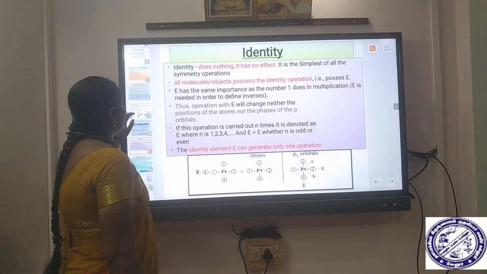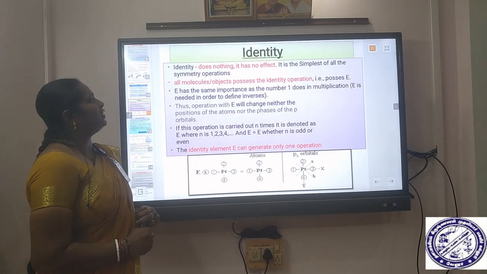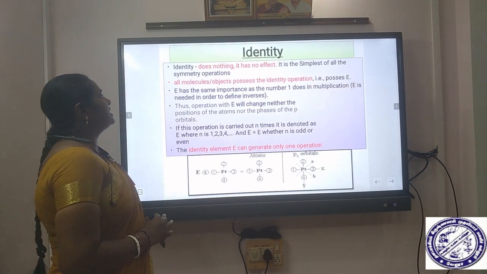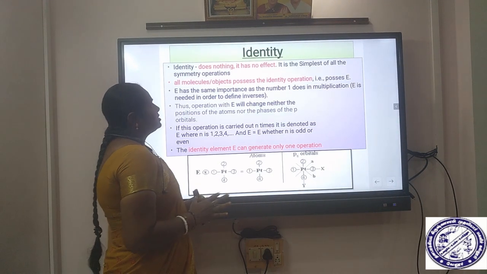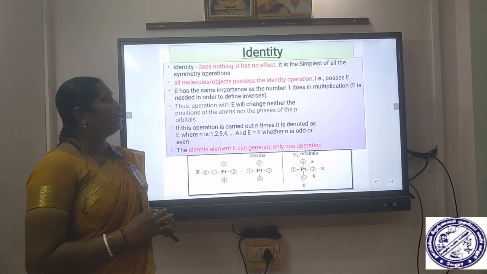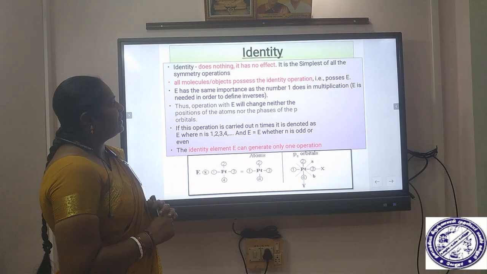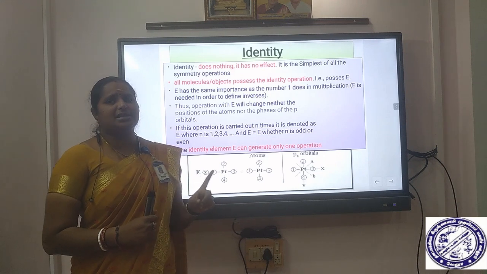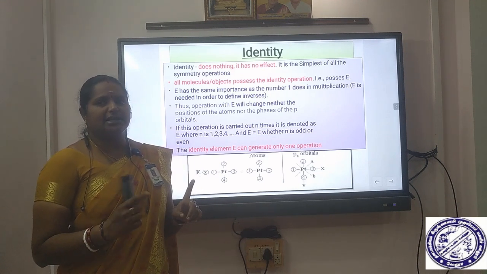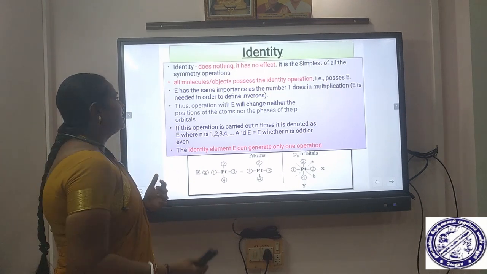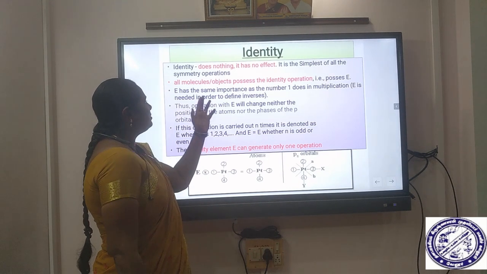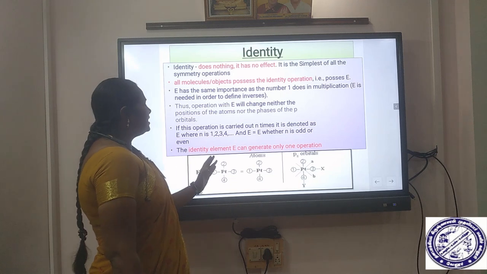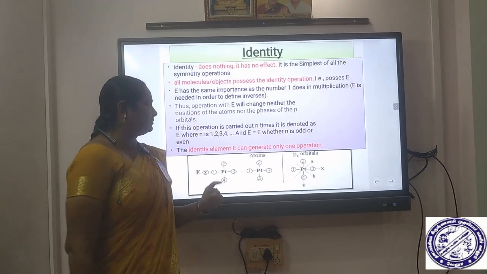First we are going to see about identity. We already saw that the operation does nothing. It has no effect, so it is the simplest of all the symmetry operations. All molecules or objects possess the identity operation, and it is denoted by the symbol E. We know the multiplication table, in which 1 is a number that, when multiplied with another number, doesn't change that number. Similarly, E has the same importance as the number 1 does in a multiplication table, and E is the identity operation which can generate only 1.